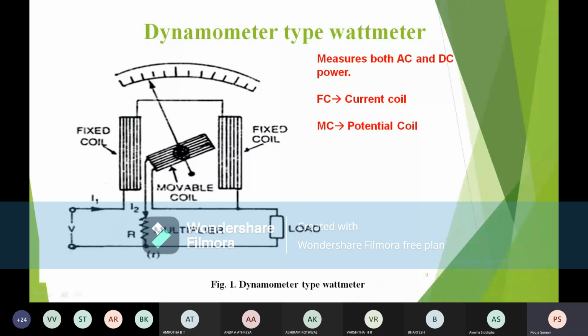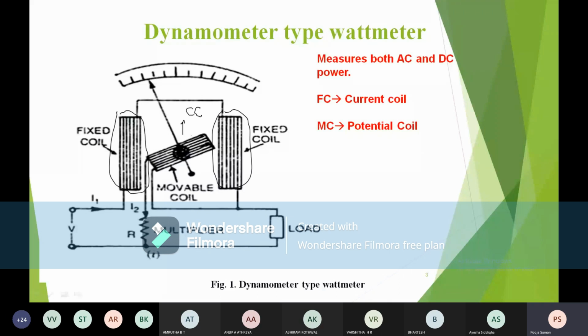there are two coils. ಎರಡು coils ಇದೆ. ಒಂದು fixed coil ಮತ್ತೆ moving coil. ಎರಡು fixed coil ಇದೆ. In between that there is a moving coil placed. So this instrument works on a principle that whenever a current carrying conductor is placed in a magnetic field, it experiences some sort of mechanical force.